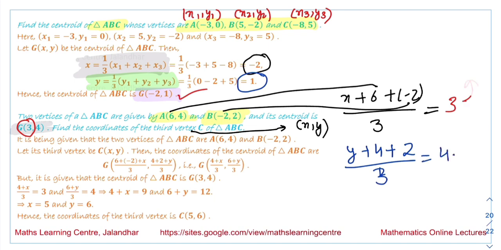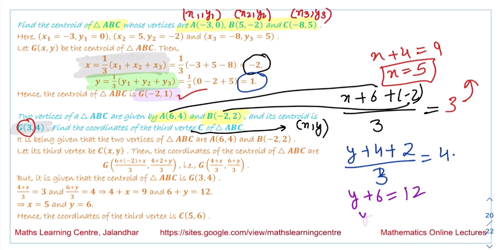On solving this equation, we get x plus 4 equal to 9, so the value of x is 5. On solving the other, y plus 6 is equal to 12, so the value of y is 6. So x is equal to 5 and y is equal to 6. So the coordinates of the third vertex are (5, 6).